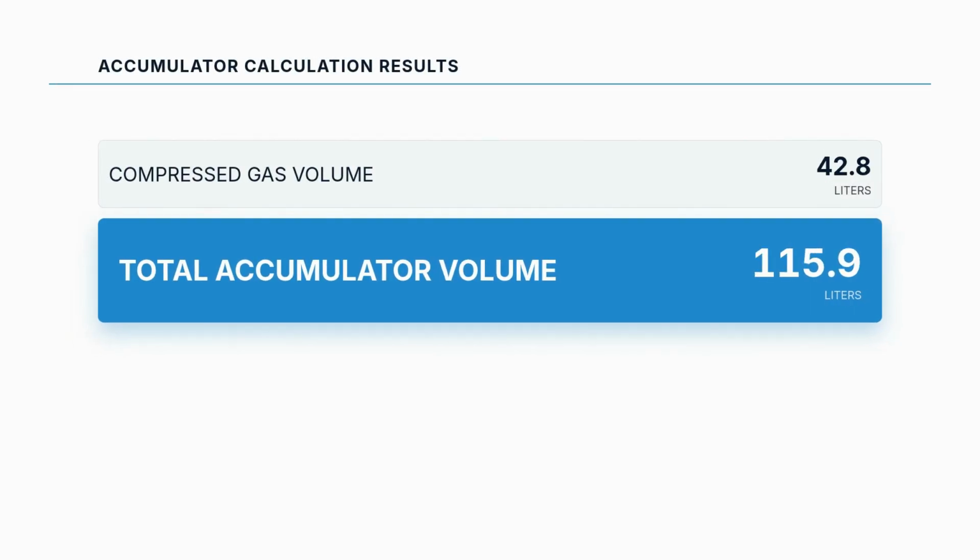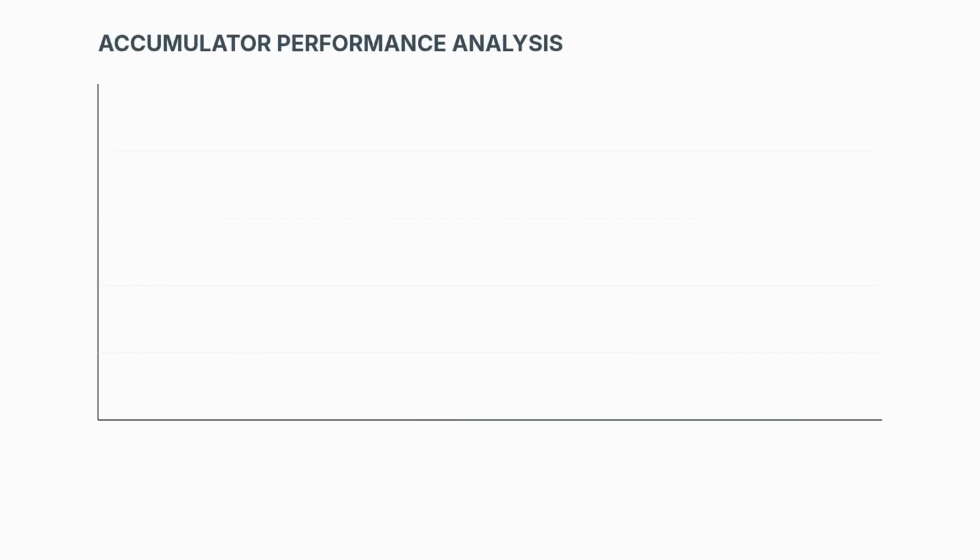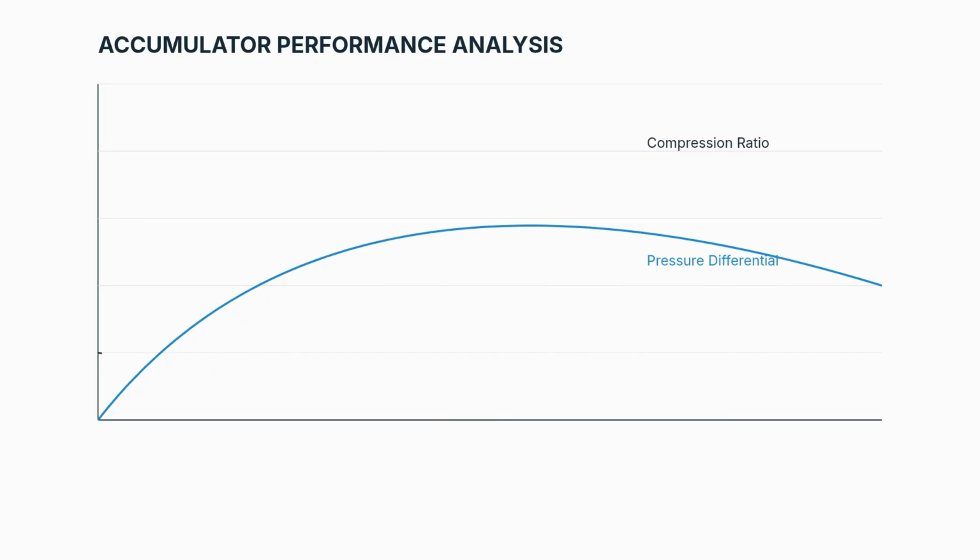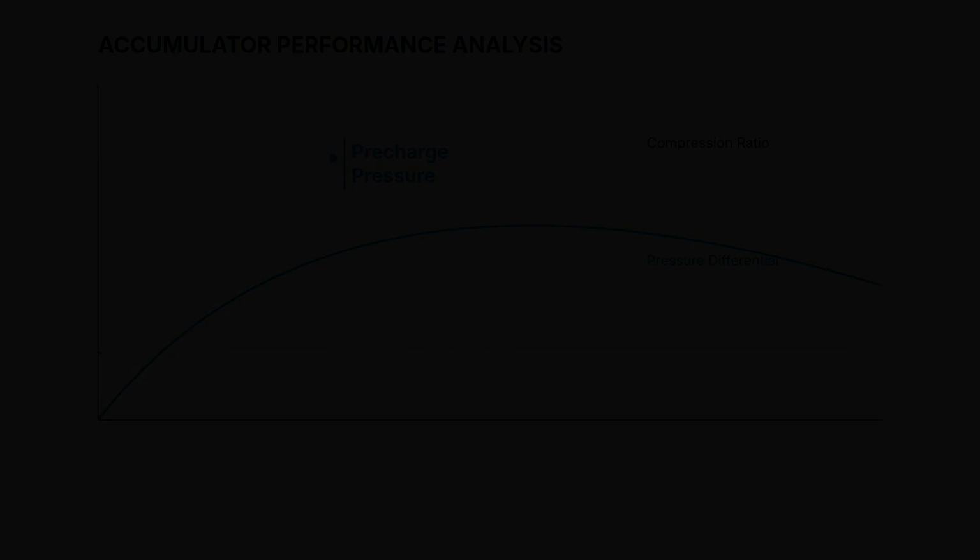The results show you the total accumulator volume needed, which accounts for both the usable volume and the compressed gas volume. You'll also see the pre-charge pressure recommendation, which is critical for proper accumulator performance. The calculator factors in the pressure differential and compression ratios to ensure your accumulator can deliver the required fluid volume throughout the entire pressure range.